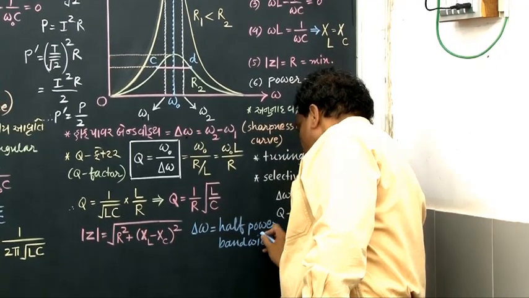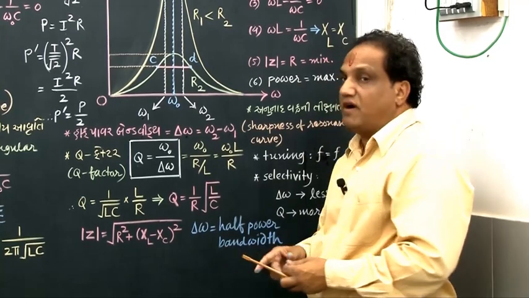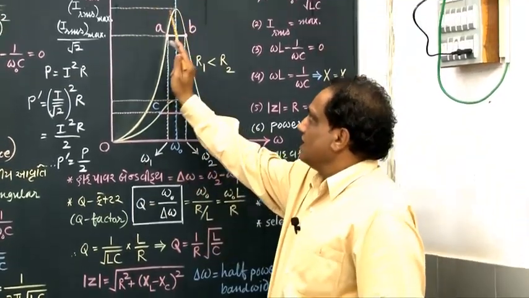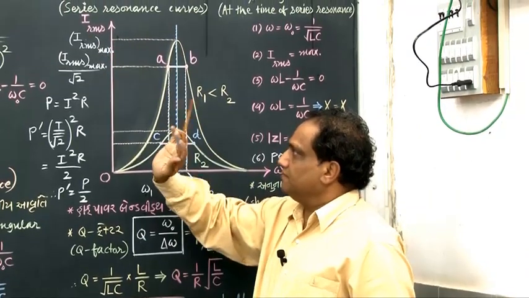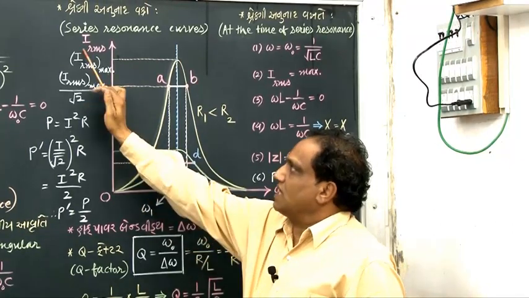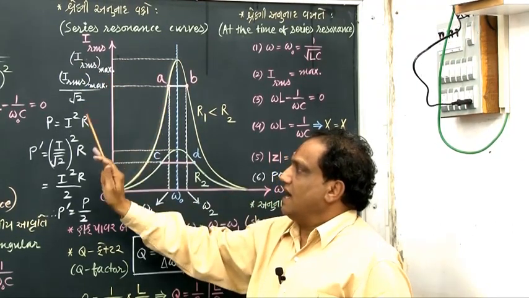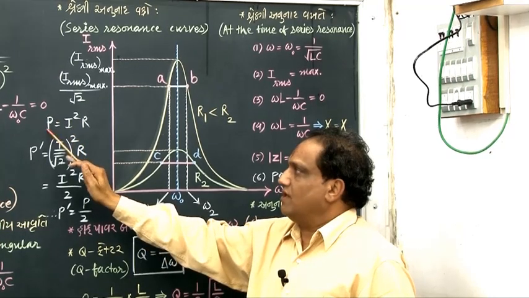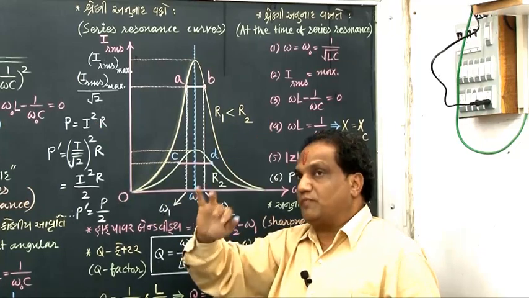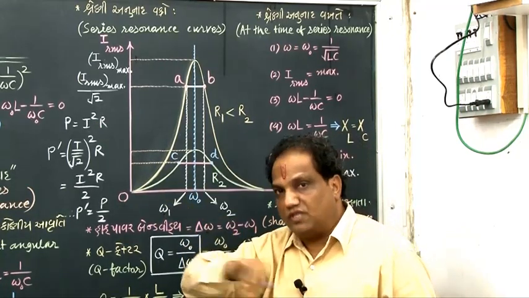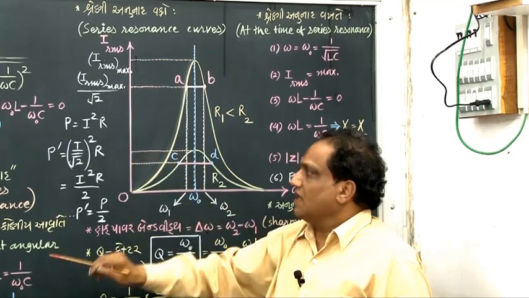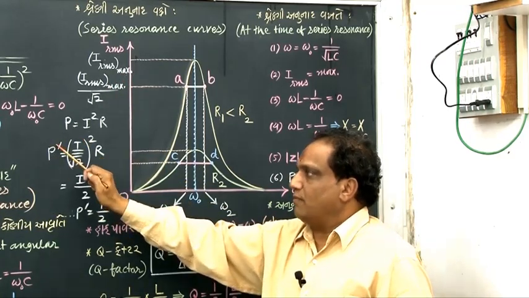You may ask why it is called half power bandwidth. What is reason? Reason I am showing you. Here the value of current is IRMS maximum, and here value of current is IRMS maximum upon root 2. Suppose I take this current as I. At current I, what is the power? P equals I square R. And now instead, suppose I am passing current I by root 2 in the circuit. At that time new power I am showing by symbol P dash.